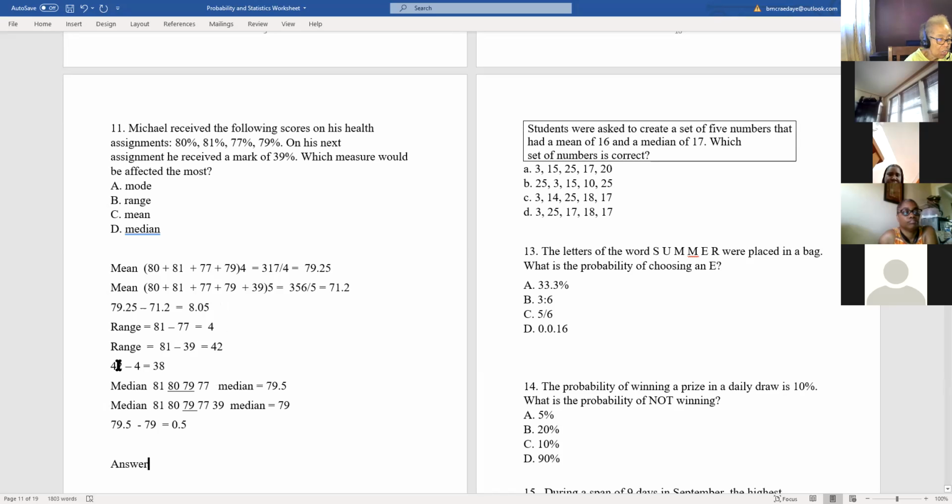But the range differed by 38. The median only differed by 0.5. And there was no mode. So the one that differed the most was the range. That means answer B, right? Yes, that's my answer.